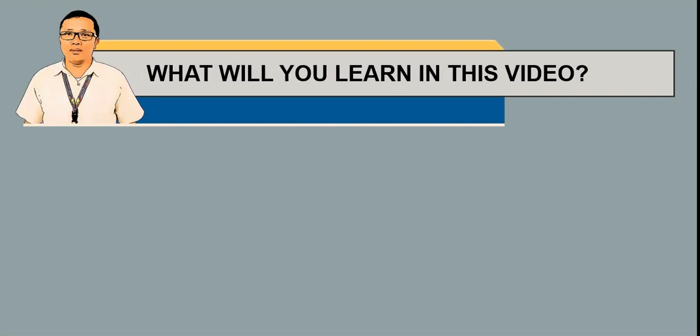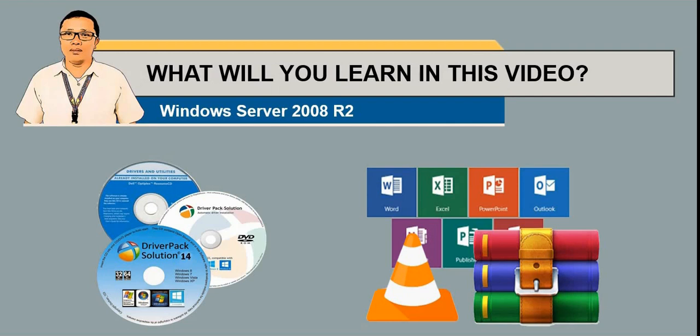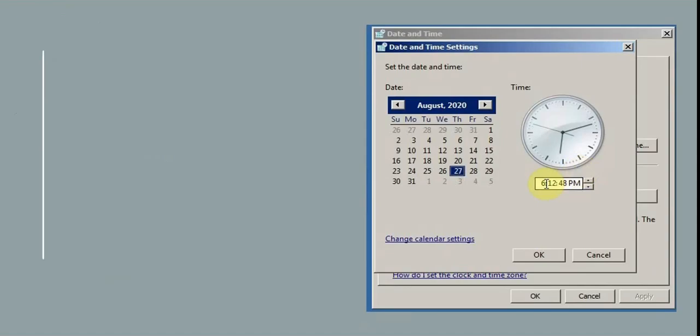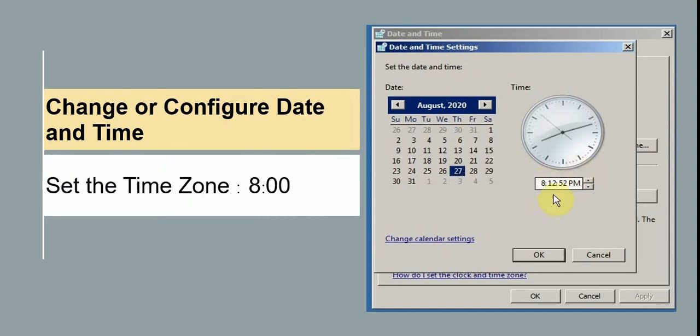What will you learn in this video? After installing Windows Server 2008 R2 operating system, all necessary drivers and application, you need to configure the following. Change or configure date and time. Configuring date and time after installing Windows Server 2008 is important because it uses the date and time to organize backups. In this video tutorial we will set the time zone to 8 o'clock.